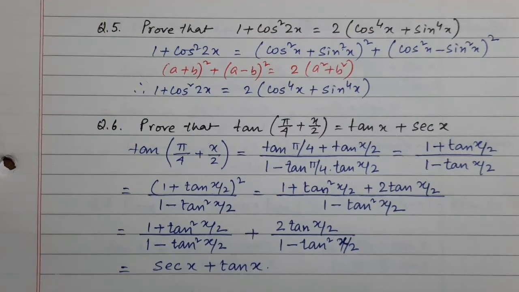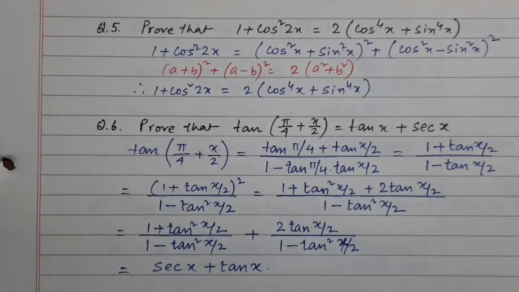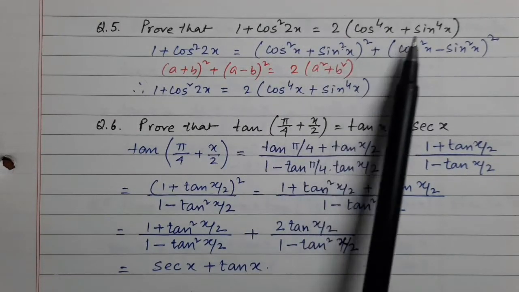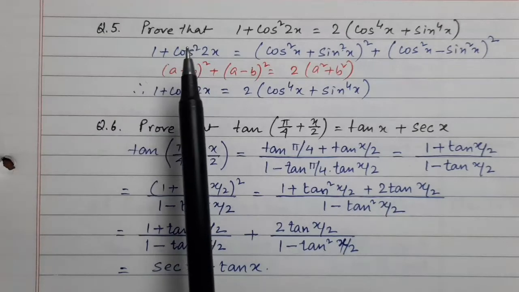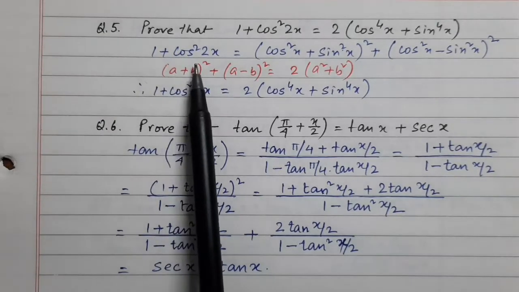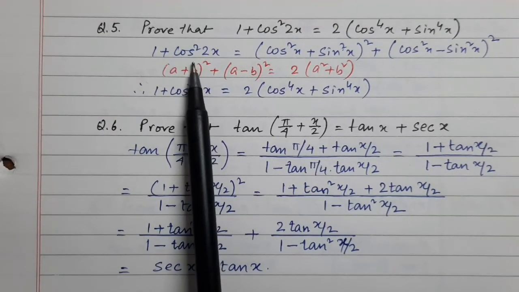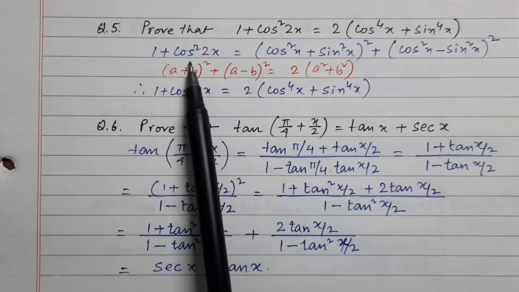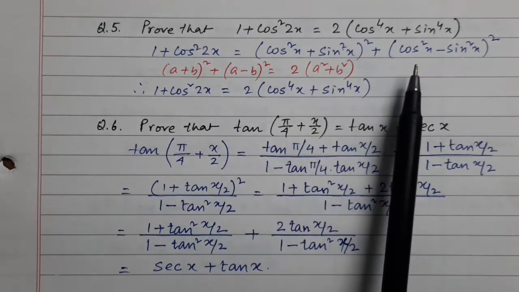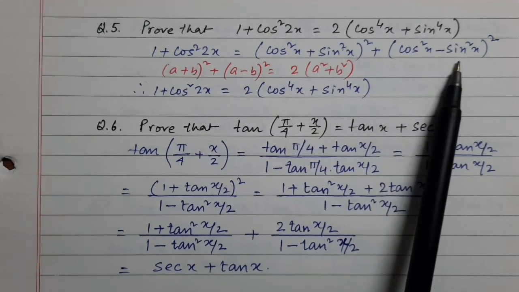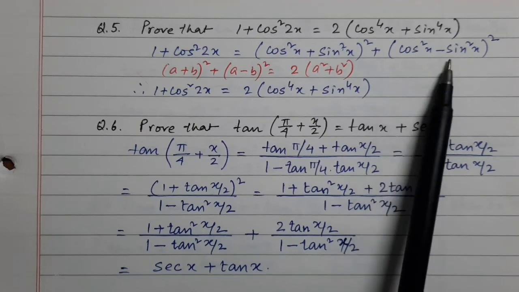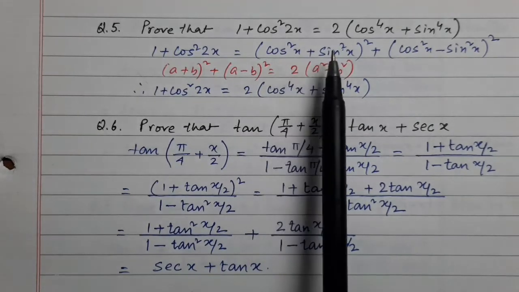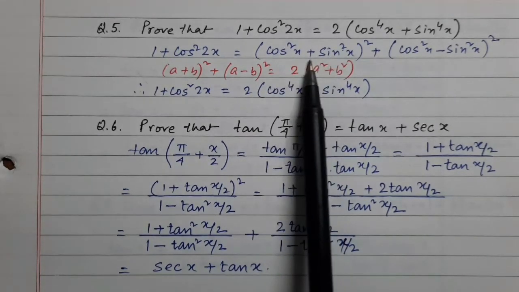Now the next question is, we have to prove that 1 minus cos square 2x equals 2 times (cos to the power 4x plus sin to the power 4x). Now we can see that 1 minus cos square 2x. This cos square 2x can be written as cos 2x whole square. The formula of cos 2x is cos square x minus sin square x. So cos square x minus sin square x whole square, and this 1 can be written as cos square x plus sin square x, as we know that this is equal to 1.